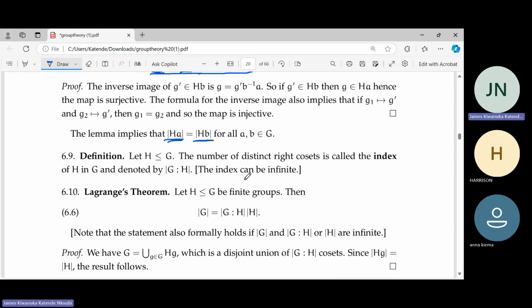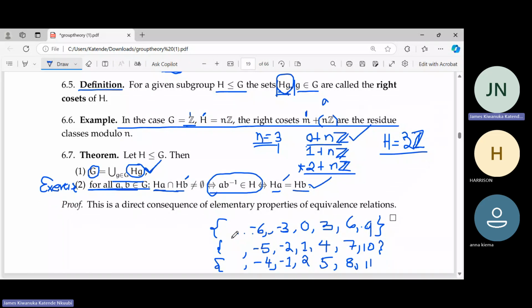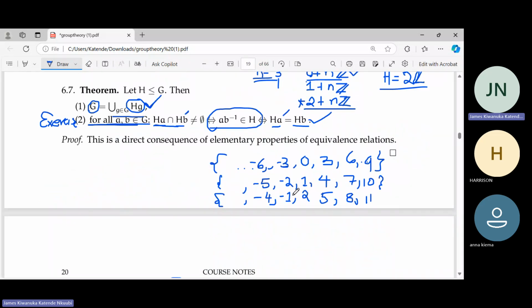So we shall use that at some point, that any two right cosets have the same number of elements. So if you collect the number of distinct right cosets, that number is called the index of the subgroup H in G. And this is how it is denoted. So for instance, if we go back here, this subgroup, the multiples of 3, is of index 3 because it has 3 distinct right cosets.